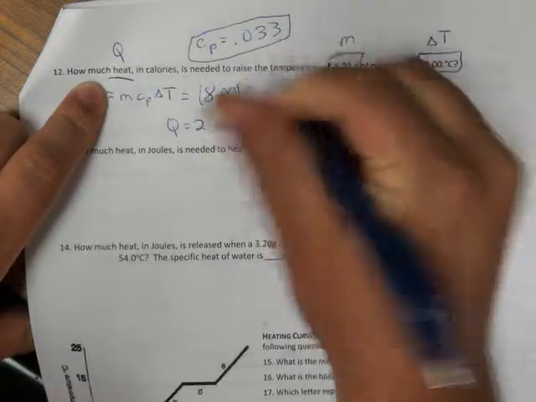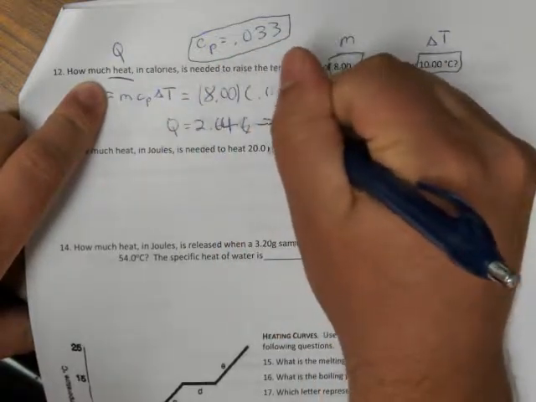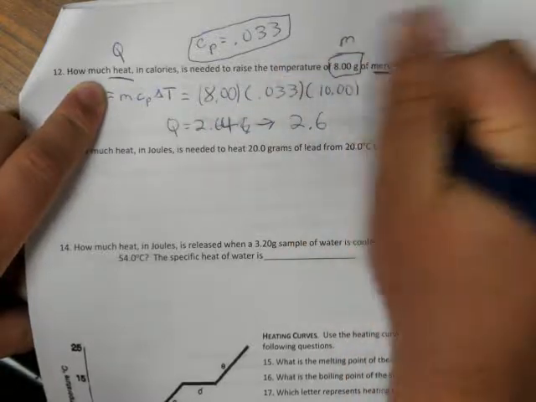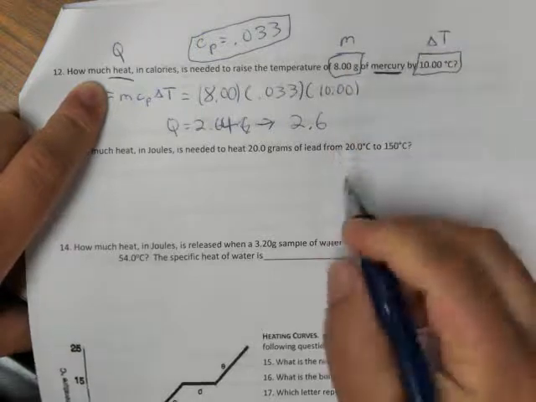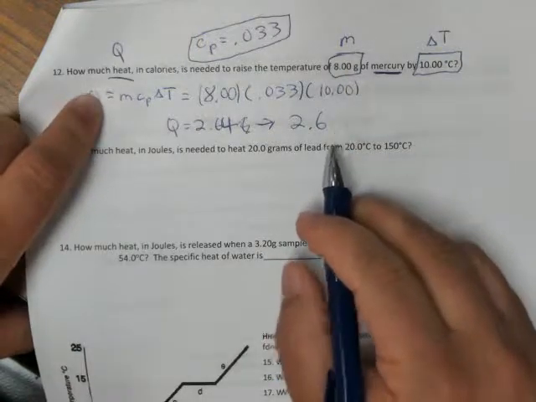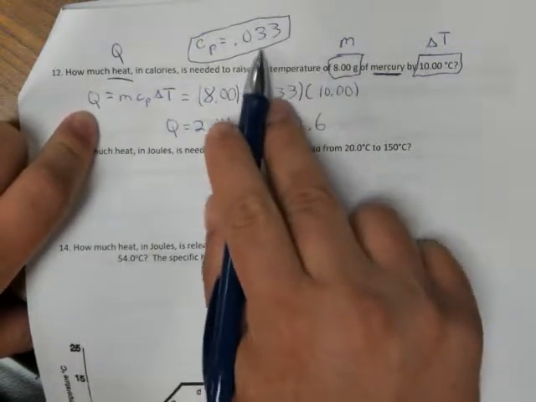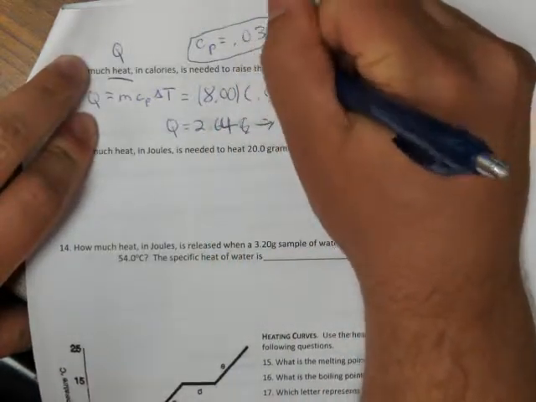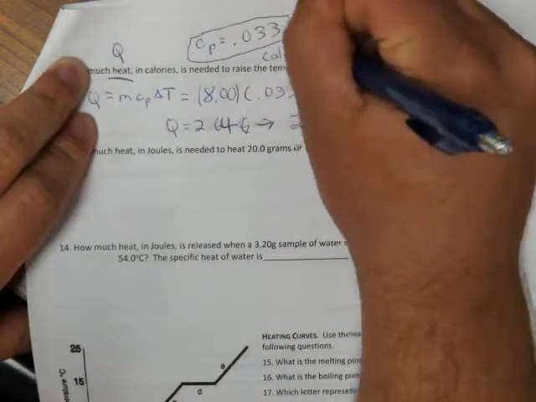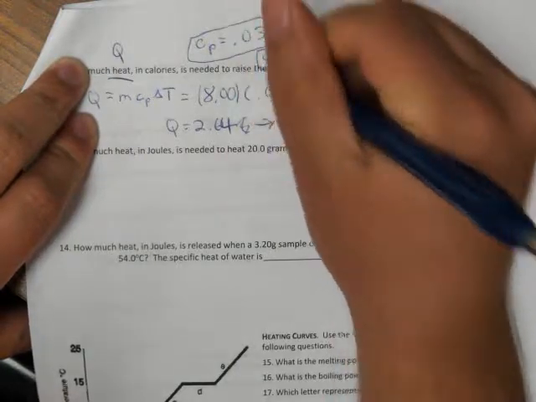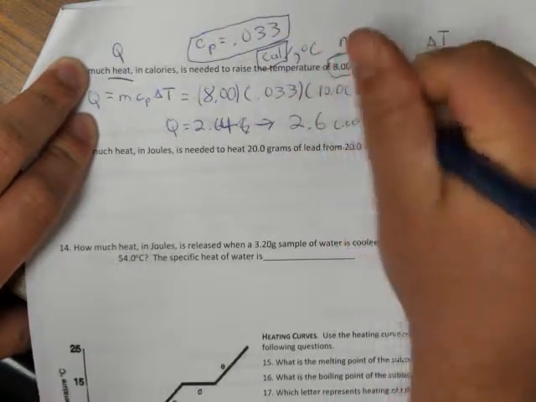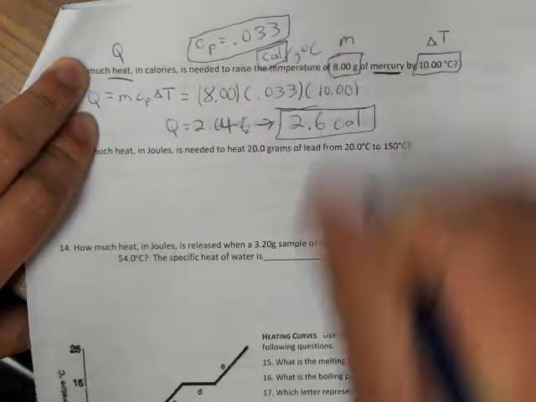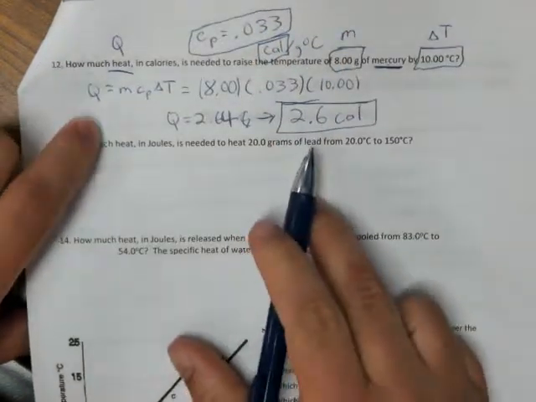So this is going to round to just 2.6. And then what's my unit got to be? Okay. Well, remember this specific heat, if you flip back to the previous page, this is in calories per gram degree Celsius, so therefore my unit for heat is just calories. So there's my answer rounded to 2 sig figs.